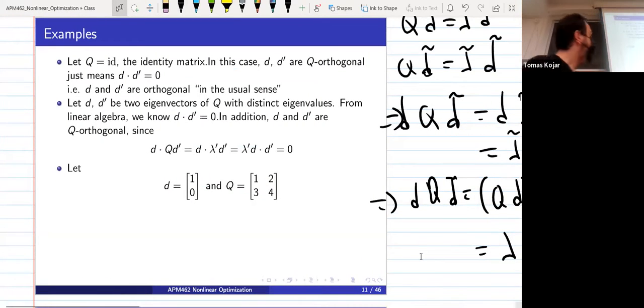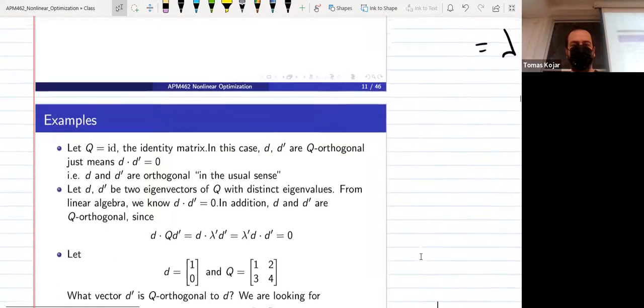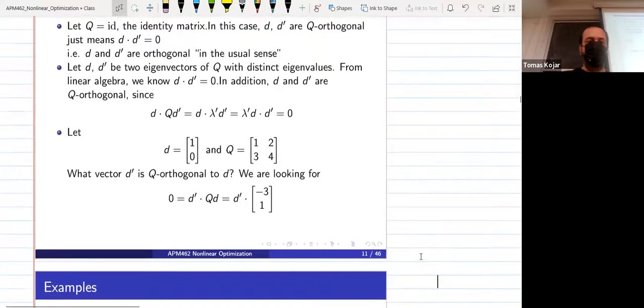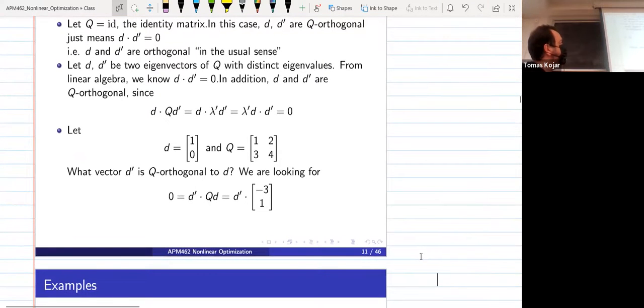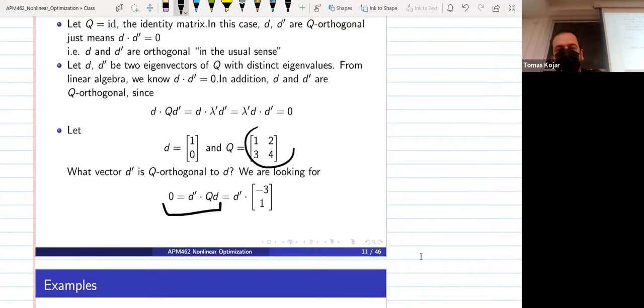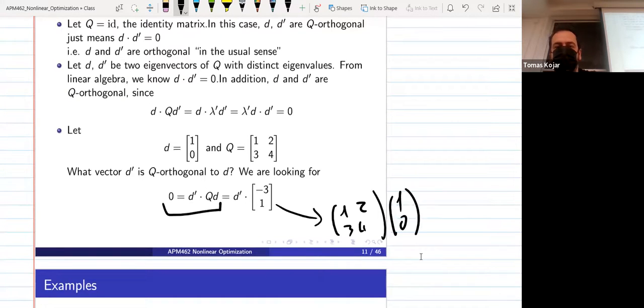Now let's do an example. So here's a matrix, and here's a direction. When they ask you to find the Q-orthogonal direction, all they're asking for is to solve this system. So I computed this matrix times this vector, in this case (1, 2; 3, 4) times (1, 0).